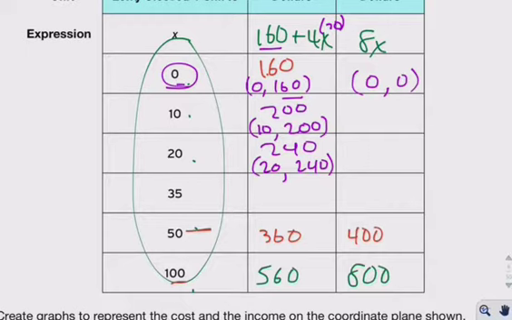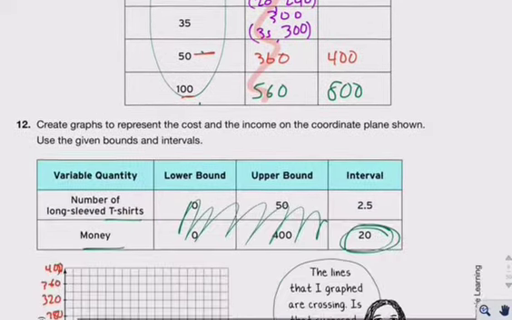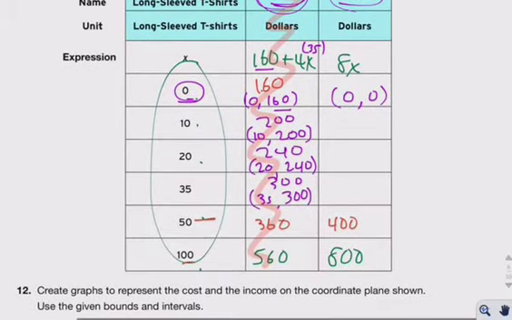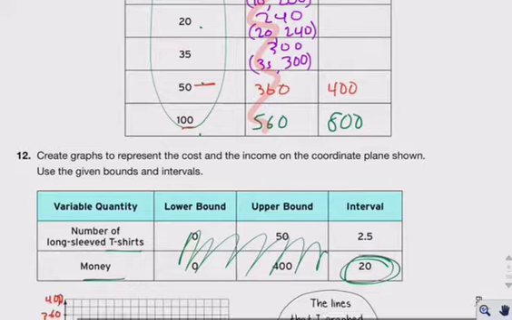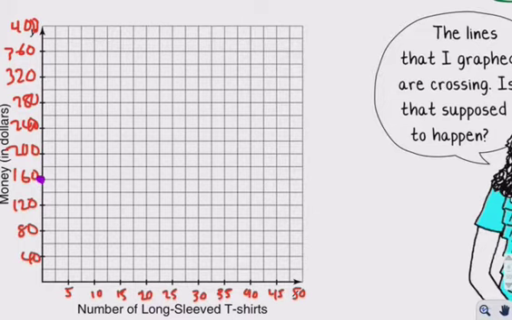Okay? 35 shirts, it will cost you, put 35 in where x is, and multiply, add 160, it will cost you $300. Okay? 35 shirts, $300. Okay, let's graph your cost. So you graph your cost at 0, 160 and 10, 200. We may do this again tomorrow. 10, 200.